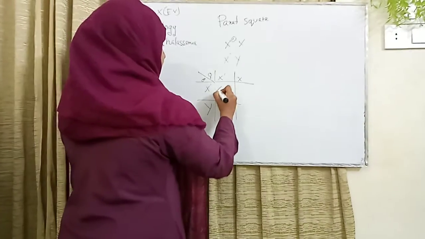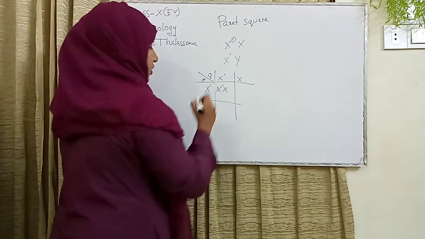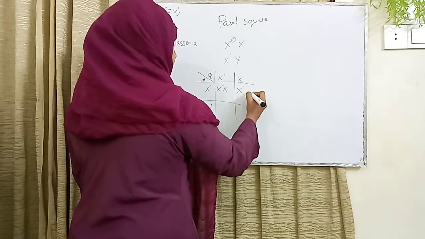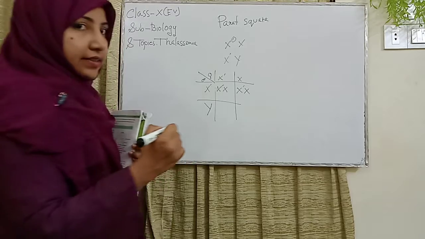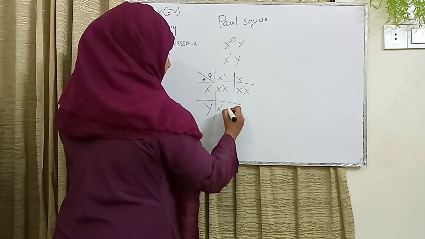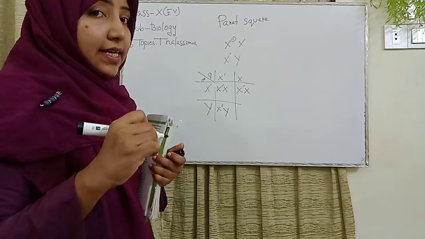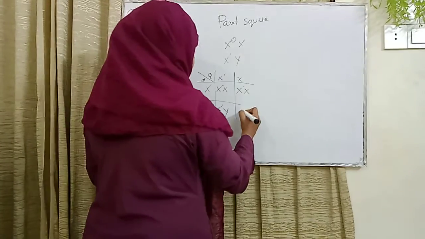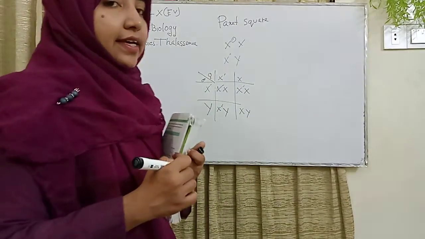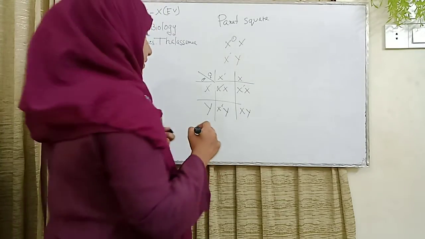Now, X prime and X prime here is also the ailing gene, and X prime and X is the carrier gene. Another structure is X prime and Y, the ailing father, and another is X and Y, which is basically healthy. Now I draw the ratio.